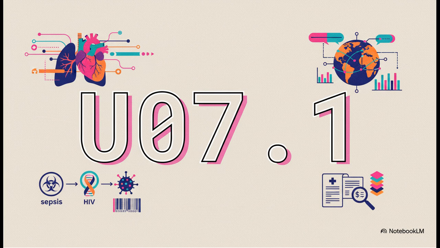U07.1. This one little code was created and rolled out globally at a speed that was just unheard of. It gave every doctor, every hospital, every country on Earth a single unified way to count and track confirmed cases of COVID-19. Seriously, this little code was one of our most powerful tools in the fight against the pandemic.